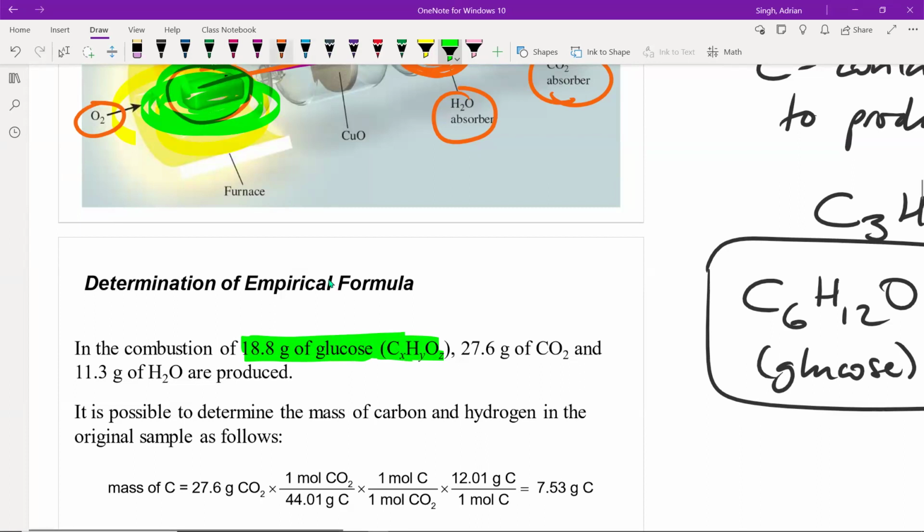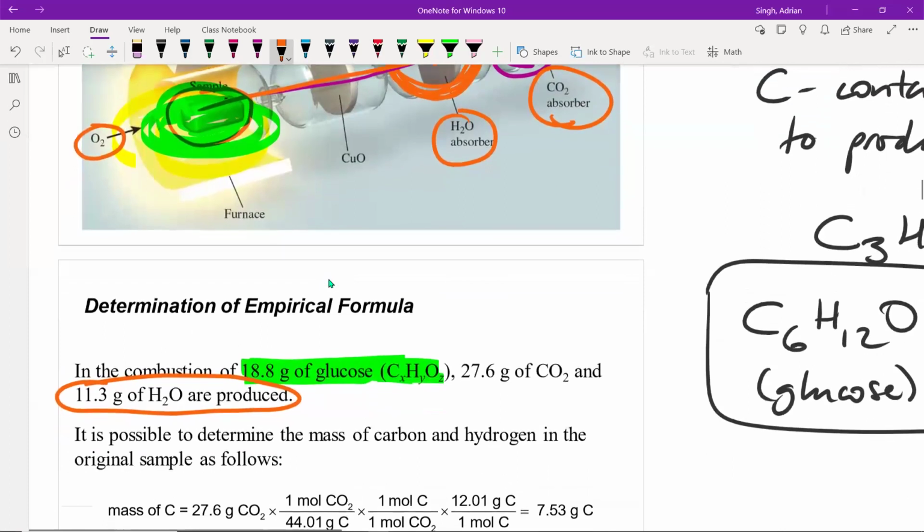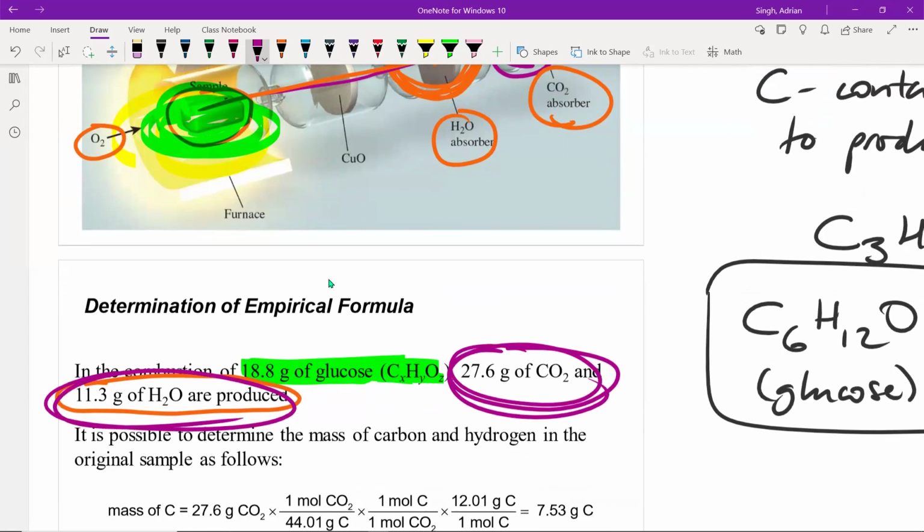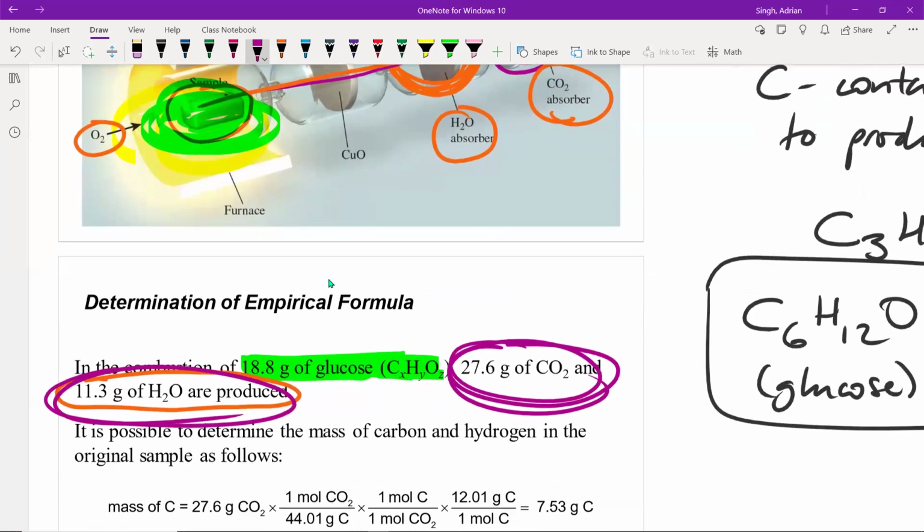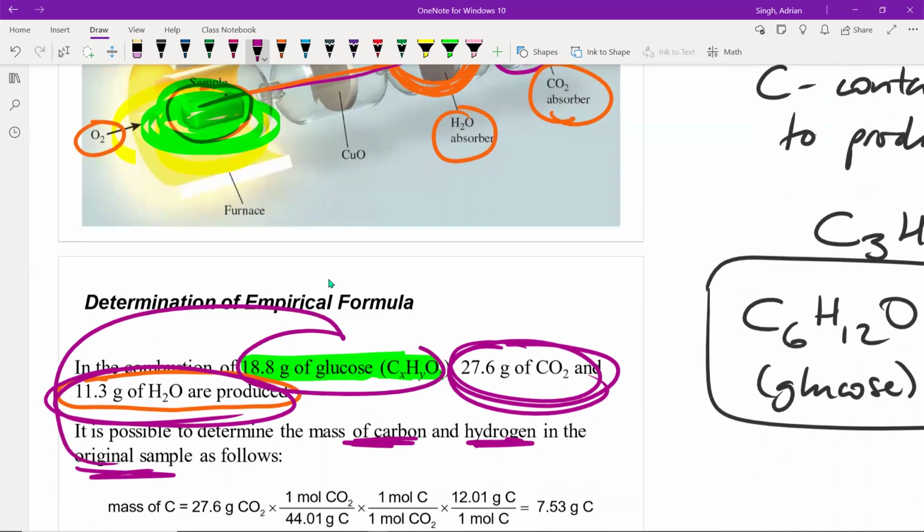Based on the absorbers that we have at the end, we found that we were able to produce 11.3 grams of H2O, and we're able to produce 27.6 grams of CO2. We can use both of these values, work backwards, and figure out how much of the carbon and hydrogen we actually had in the original sample, which was our 18.8 grams of glucose. And we can do some very simple calculations to do that.